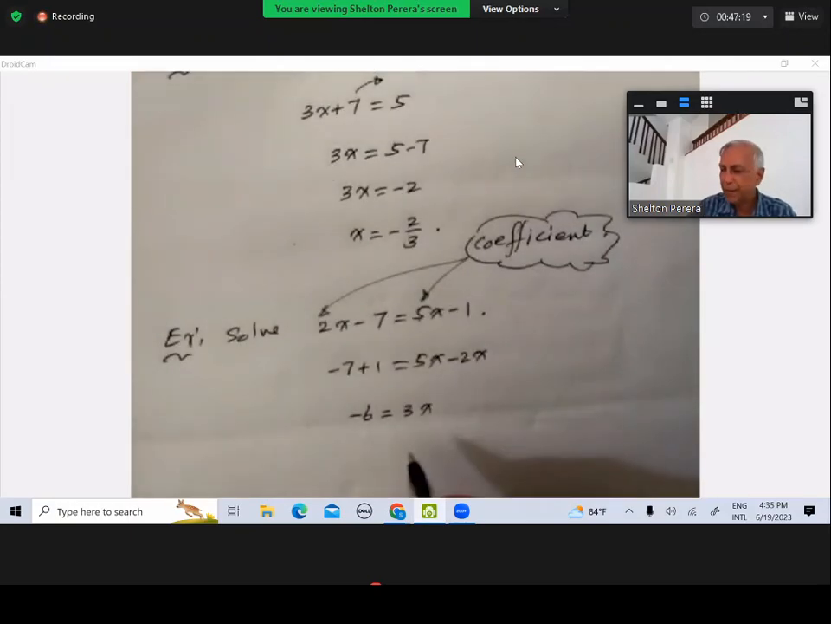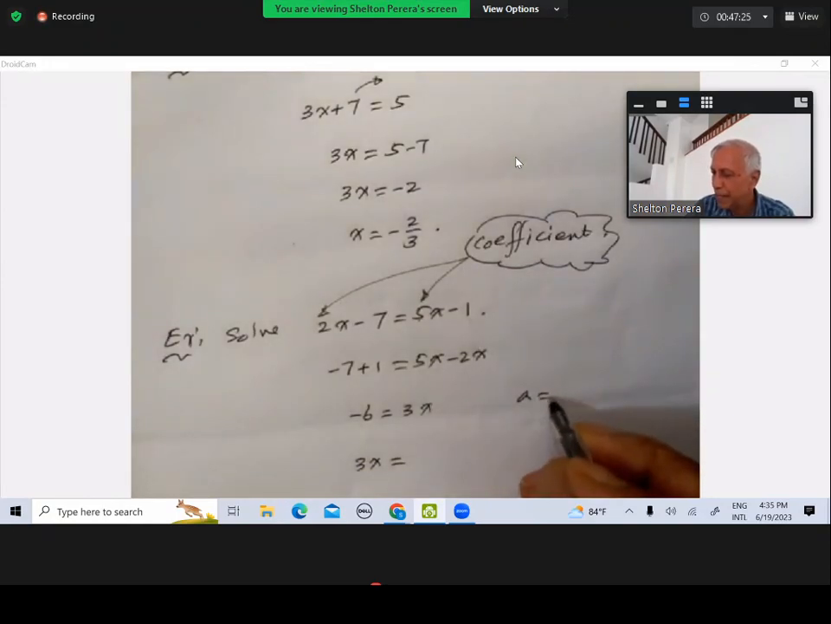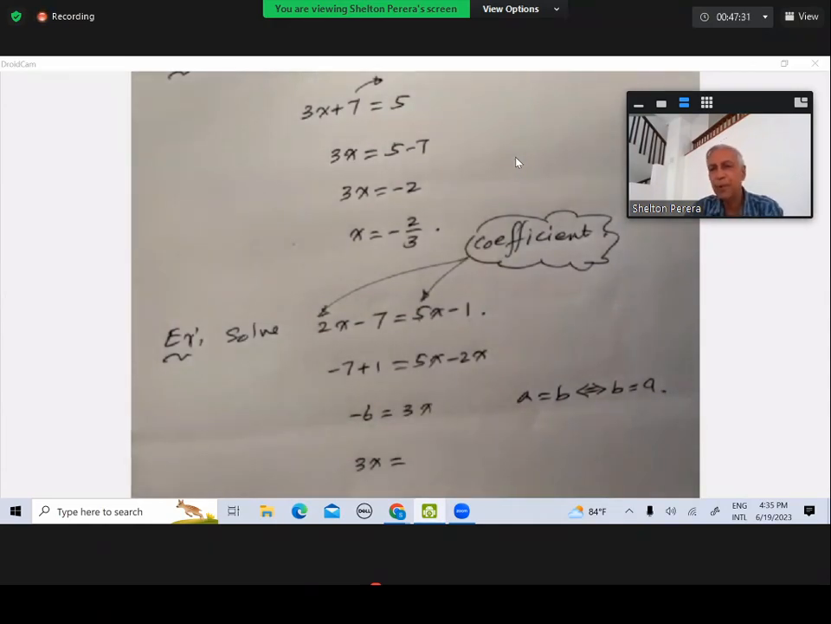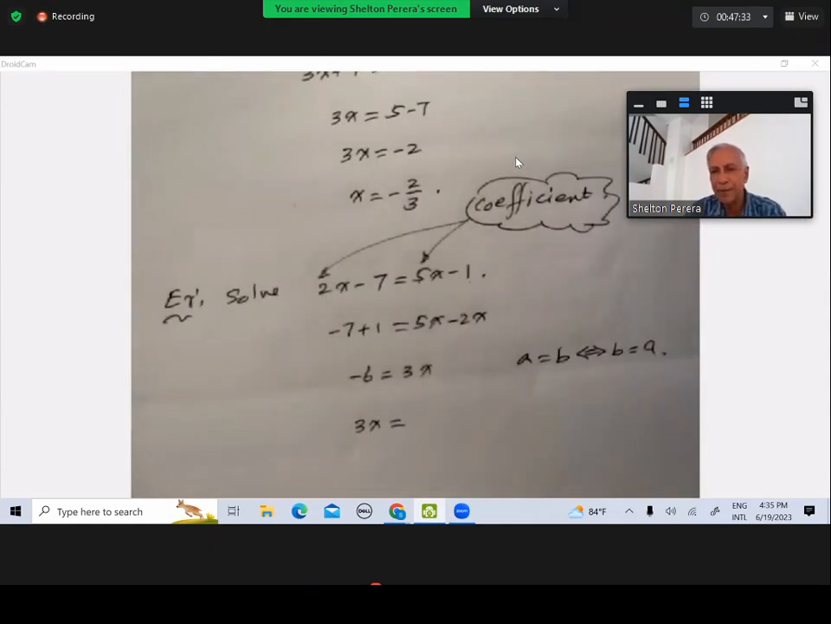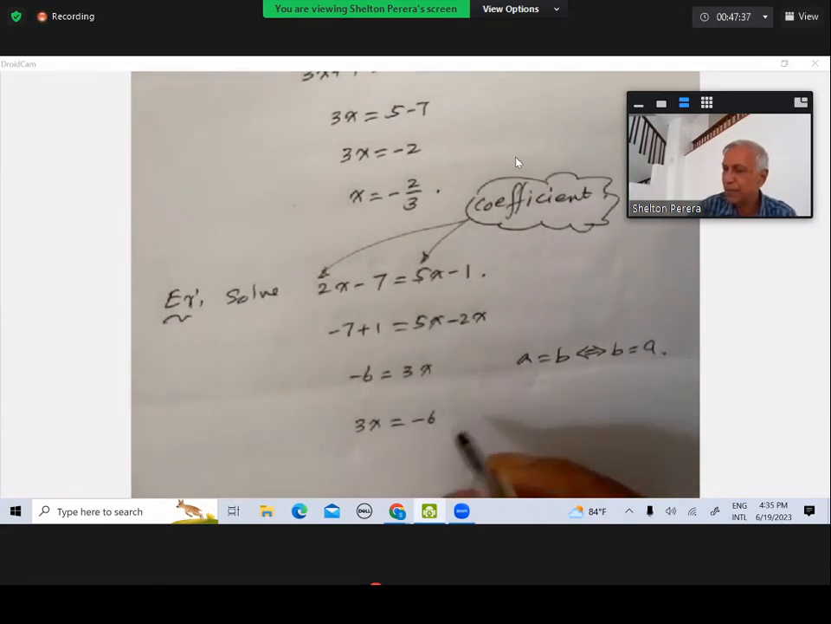Now you can switch sides. That is also the same. If A is equal to B, then A equals B if and only if B is equal to A. It's a property of equality. So 3x equals minus 6. Switch sides and then divide by 3. Minus 6 divided by 3, so we get x is equal to minus 2.